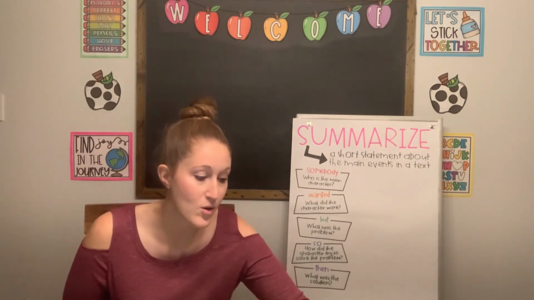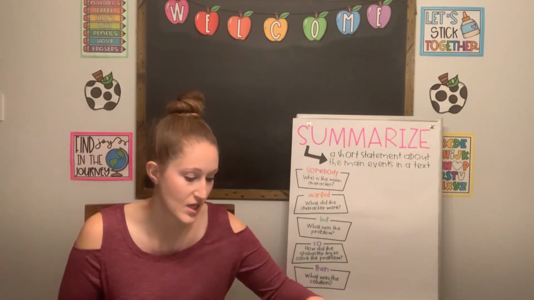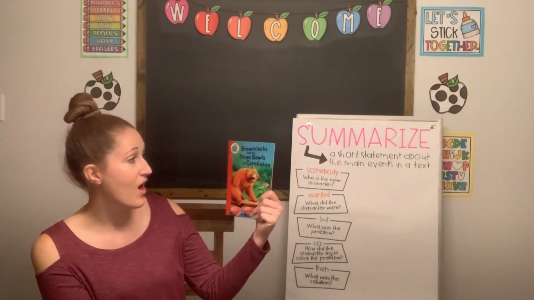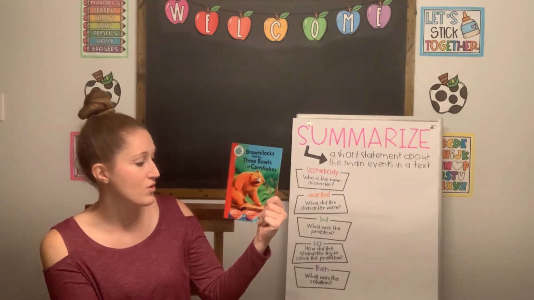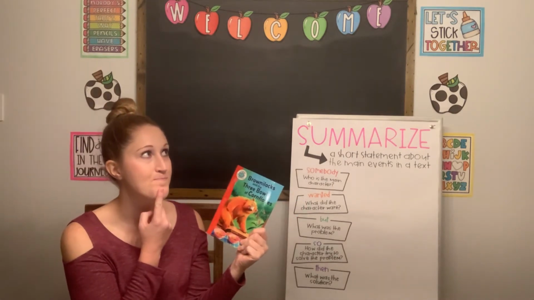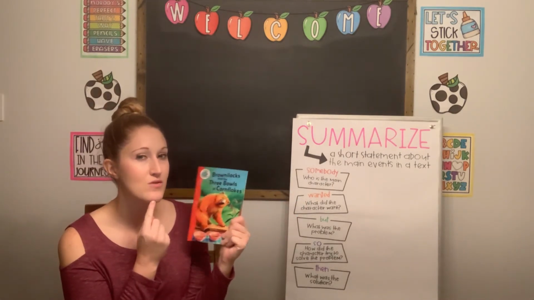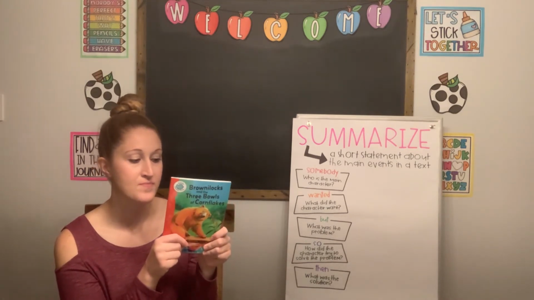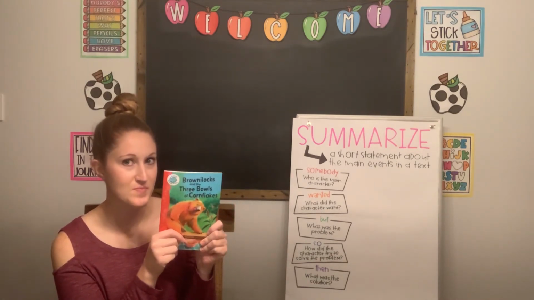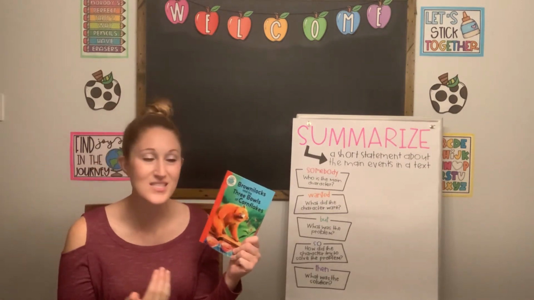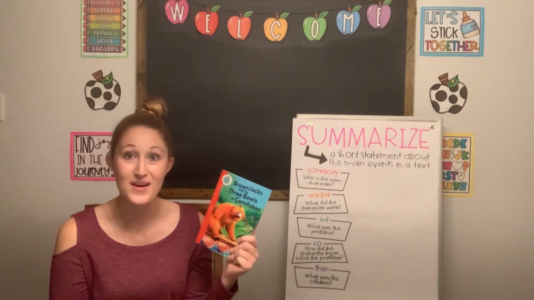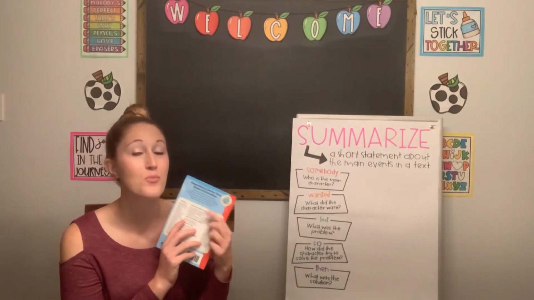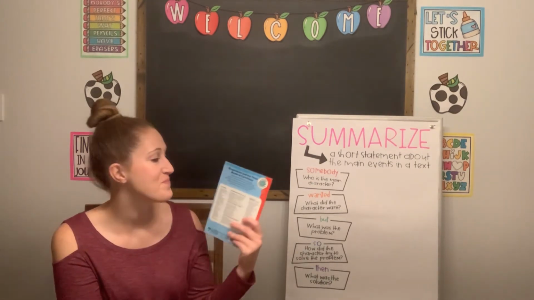So today we're going to read another fractured fairy tale. And the fairy tale that we're going to read today is Brownilocks and the Three Bowls of Cornflakes. Does this remind you of any fairy tales you're familiar with? Yeah, it reminds you of Goldilocks and the Three Bears. So let's read the back to give us a little preview of what this book is about.